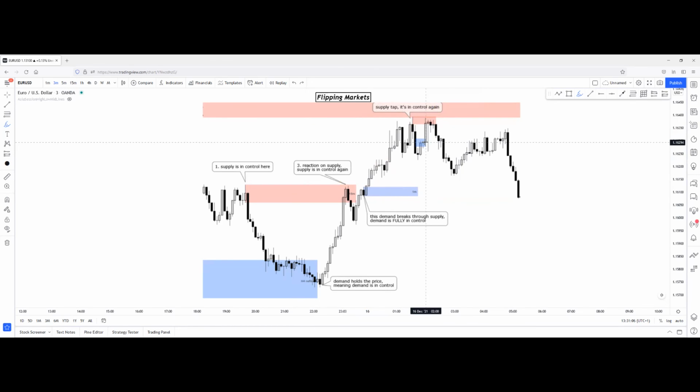This is one of the most important things in supply and demand trading to master: to understand what is in control, where you can execute the trades, and what can be your TP. And your TP will always be the unmitigated supply or demand zones.